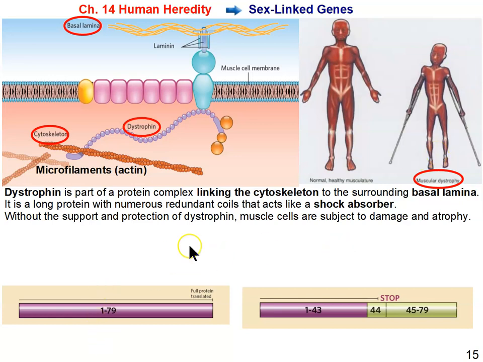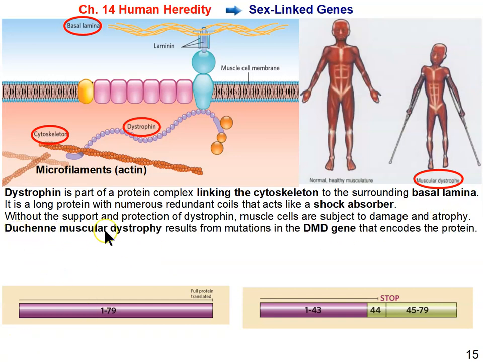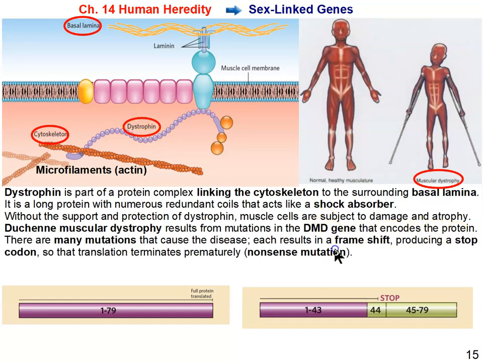And that's what's known as atrophy. Atrophy is when muscles become weak. So Duchenne muscular dystrophy results from mutations in the DMD gene, the Duchenne muscular dystrophy gene, that encodes the protein dystrophin.